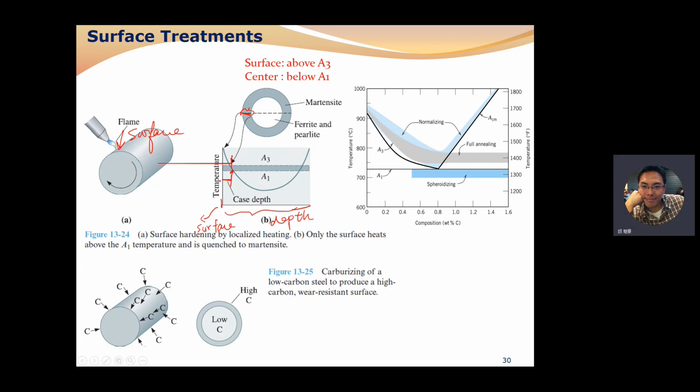Okay, of course, this is the surface, and this is the case depth. And for the case depth, you have to heat it above A1. Right? What is A1? It's right here. Right? Above the eutectoid temperature, or we can say the equilibrium temperature.